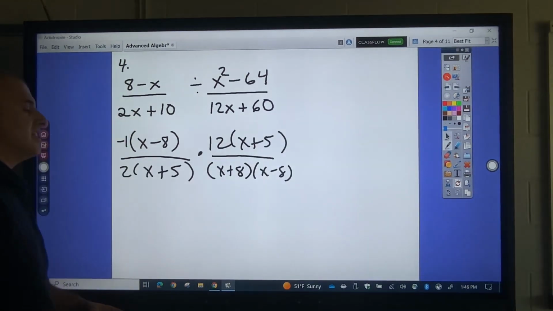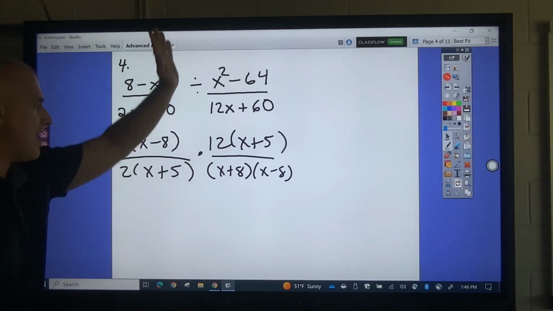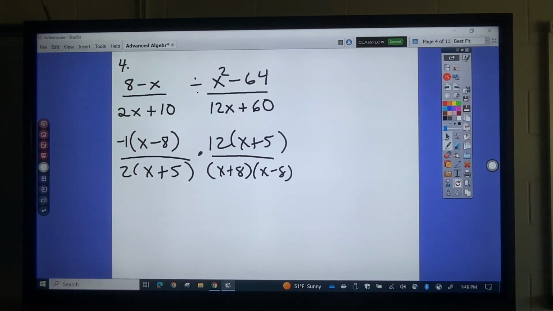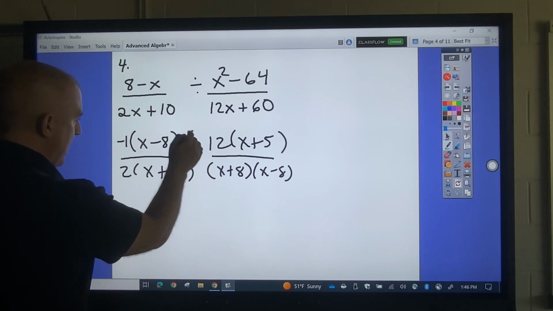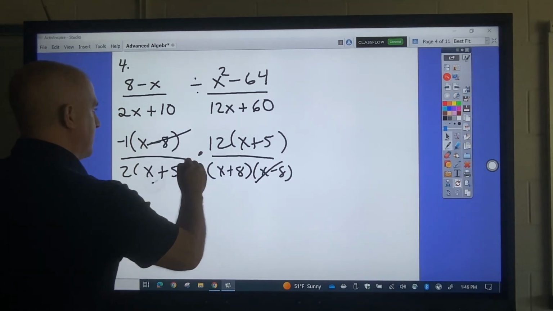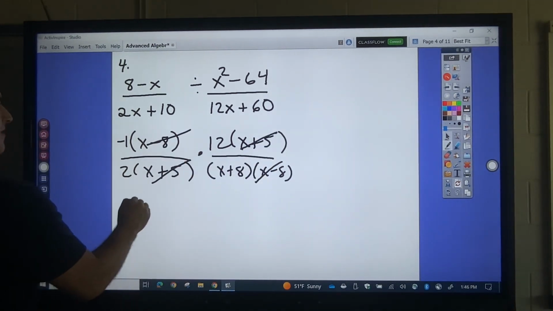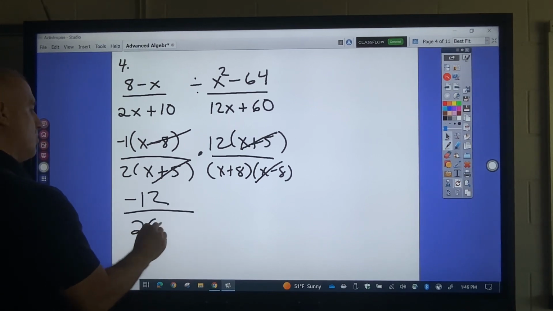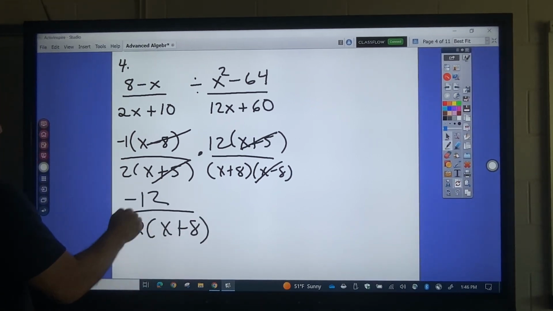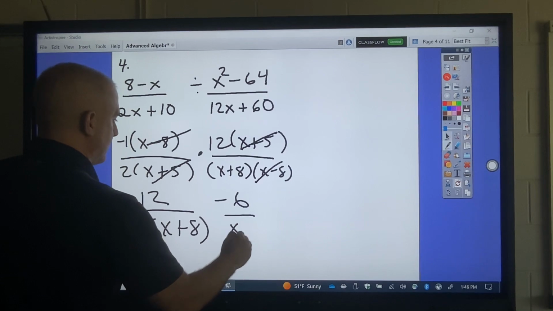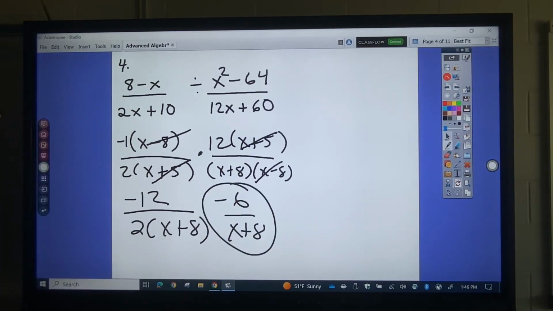Now, I didn't show any examples of this yet, but if you ever have something vertically, you could also eliminate there. Okay? So diagonally here, here, diagonally here, and here. So I got negative 12 up top. I've got 2 over x plus 8. On the bottom, if I divide those, I get negative 6. All right? And that would be my answer.